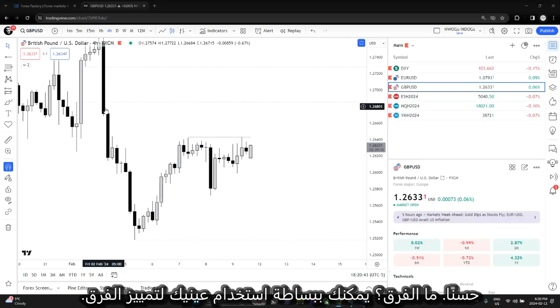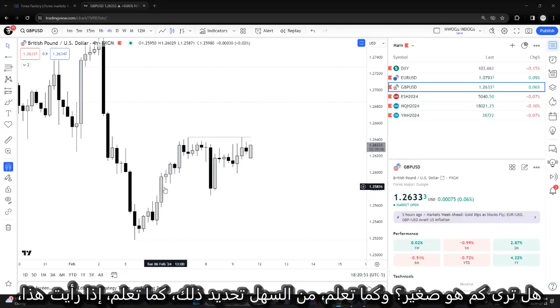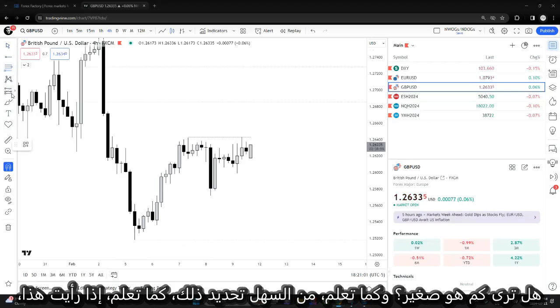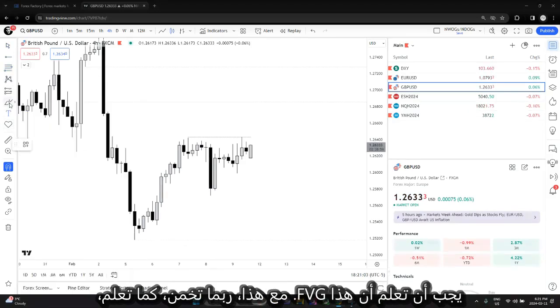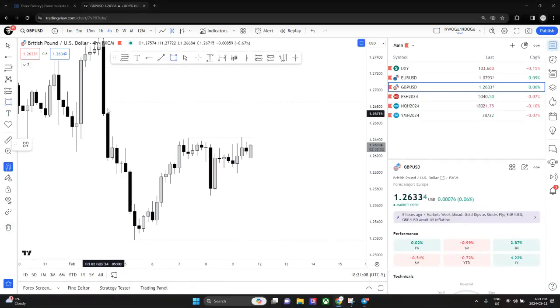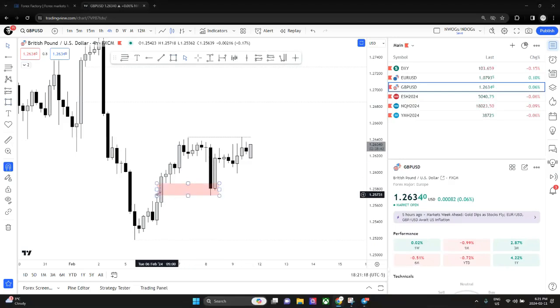What's the difference? You can just use your eyes to tell the difference, right? Because a fair value gap is not overextended like this. It's usually small. Can you see how small this is? And easy to determine. If you see this, you should know that it's a fair value gap. With this, you'd probably be guessing. This is a fair value gap right here. You see, it holds price better when it's small, right?